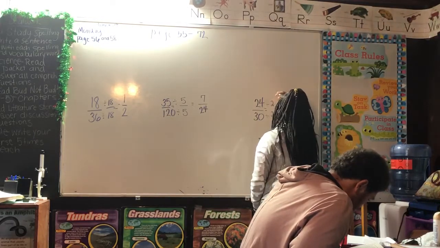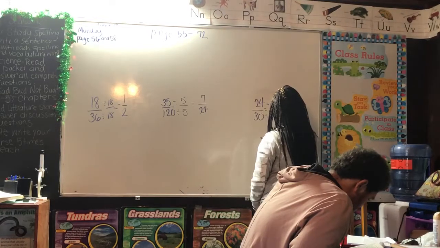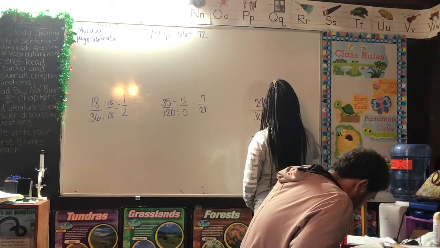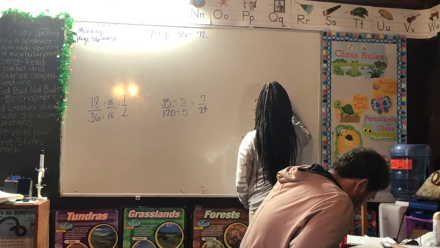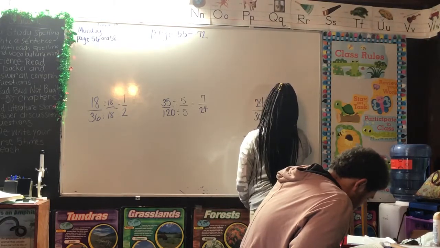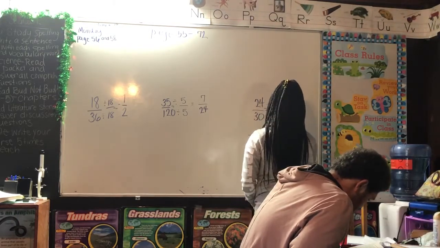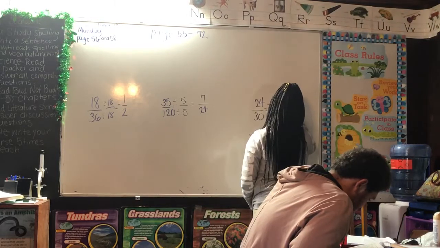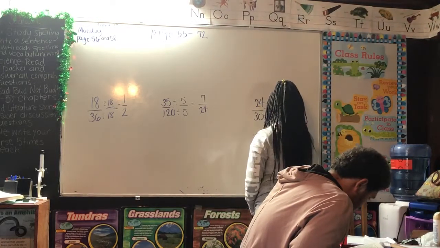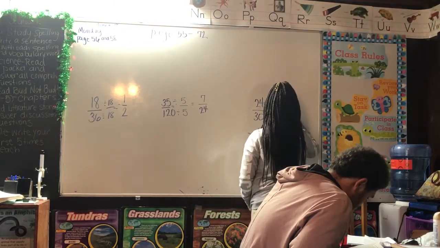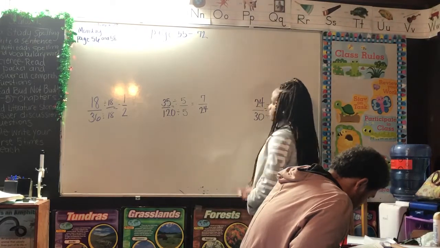Very good, it's 6. You're going to do it to the largest factor, right? So you don't have to keep working. Good job. 6 and 6. 6 goes into 24 how many times? 4. And 6 goes into 30 how many times? 5. Very good. 4/5.